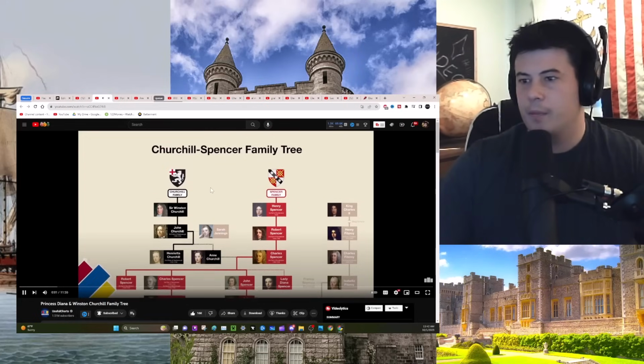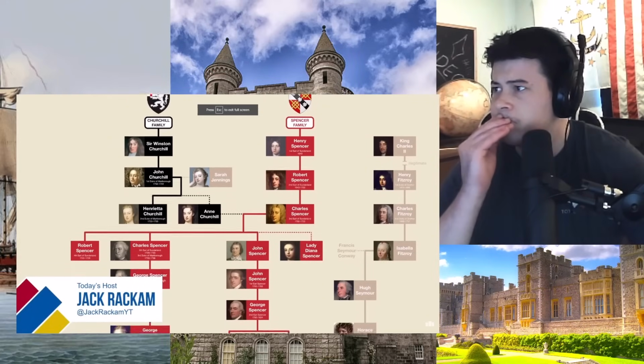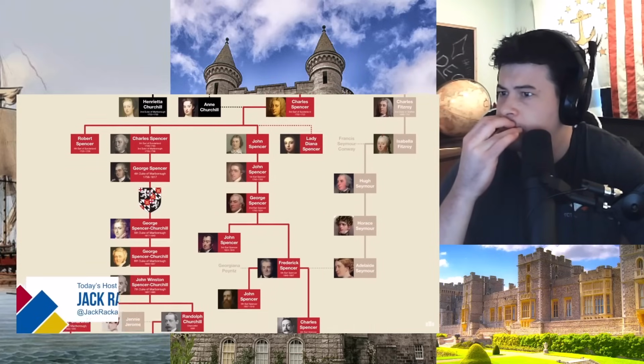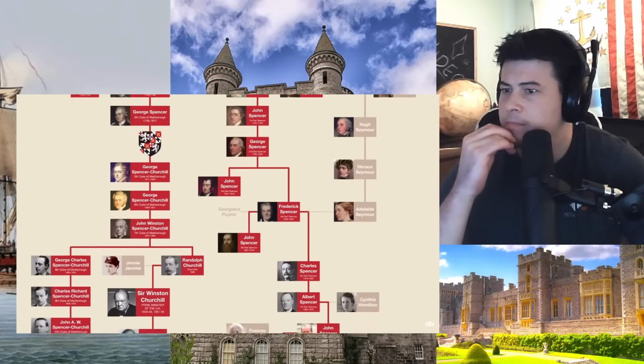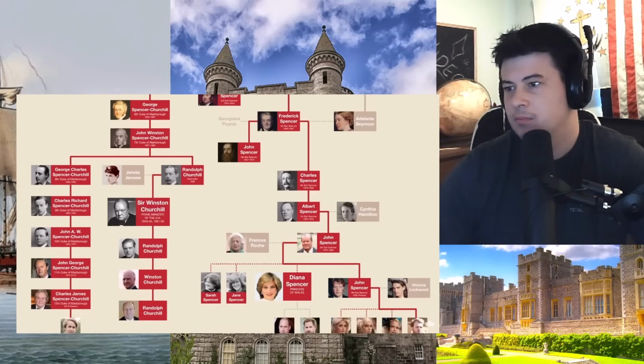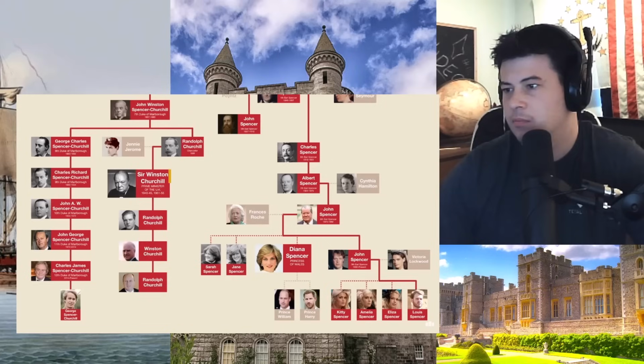Hi, my name is Jack Rackham, and today I'm going to show you the Spencer-Churchill family tree. This is a very old family, and although you might not know of anyone named Spencer Churchill, there are two very famous Brits I'm willing to bet you're familiar with that are part of this tree: Sir Winston Churchill and Princess Diana. You wouldn't know it judging by their names, but they actually belong to the same noble dynasty.